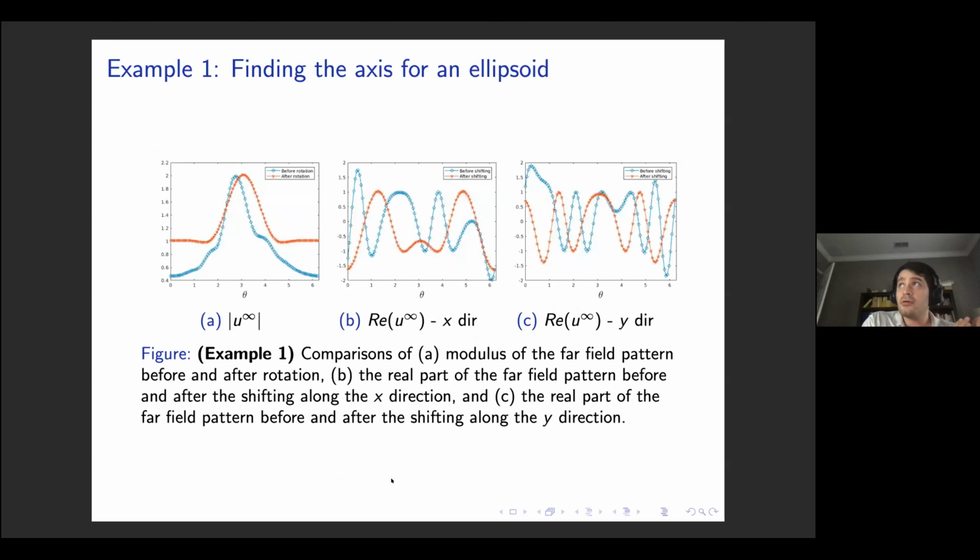Once we have that, we can use it to look at the field of the obstacle before the rotation and after the rotation, and see where the exact symmetry of the field is. Okay. And from that, we can also find the center of the obstacle.